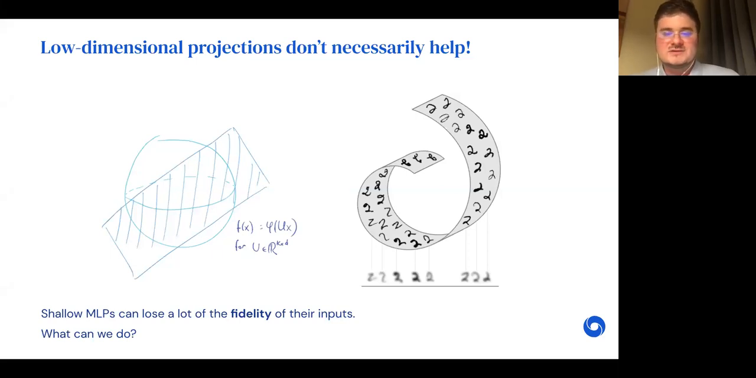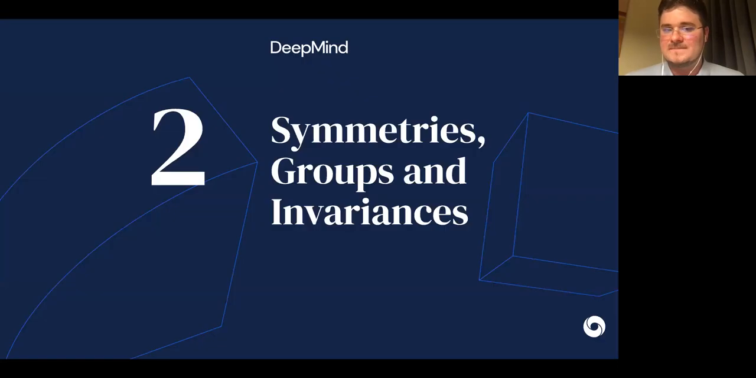So the moment you need to do something a bit more complicated than predicting what digit I'm looking at, suddenly the fidelity is not good enough for these kinds of problems. So high dimensional learning is inherently cursed, and unless your data manifold is reasonably linear, low dimensional projections don't necessarily help. So what can we do with this particular setting? And to see what we can do, we will introduce some very important mathematical concepts of symmetries, groups, and invariances.